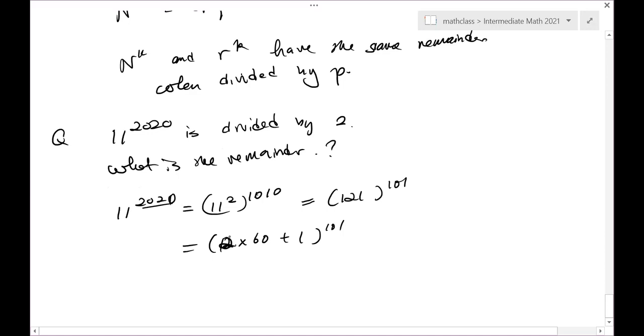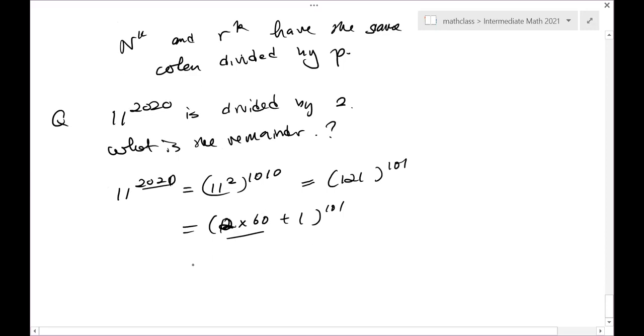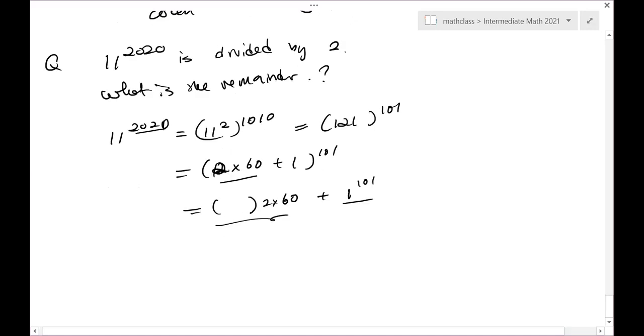So all of these terms are divisible by 2, and you can take that out, leaving 1 to the 101. So this part is always divisible by 2, and the remainder is determined by the last term.